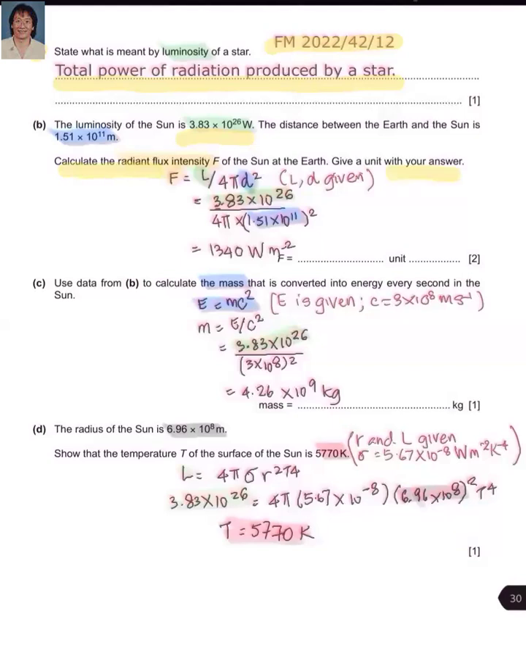So the formula to use is F equals L divided by 4 pi d squared. You notice that L and d are given to you. So F can be calculated: F equals 3.83 times 10 to the power 26 divided by 4 pi times 1.51 times 10 to the power 11 squared, which will give you 1340 watt per meter square.